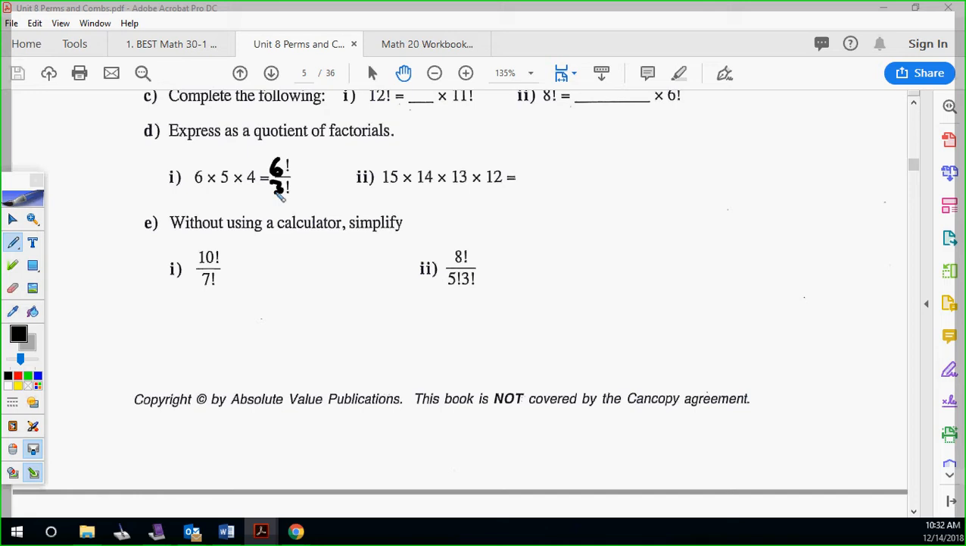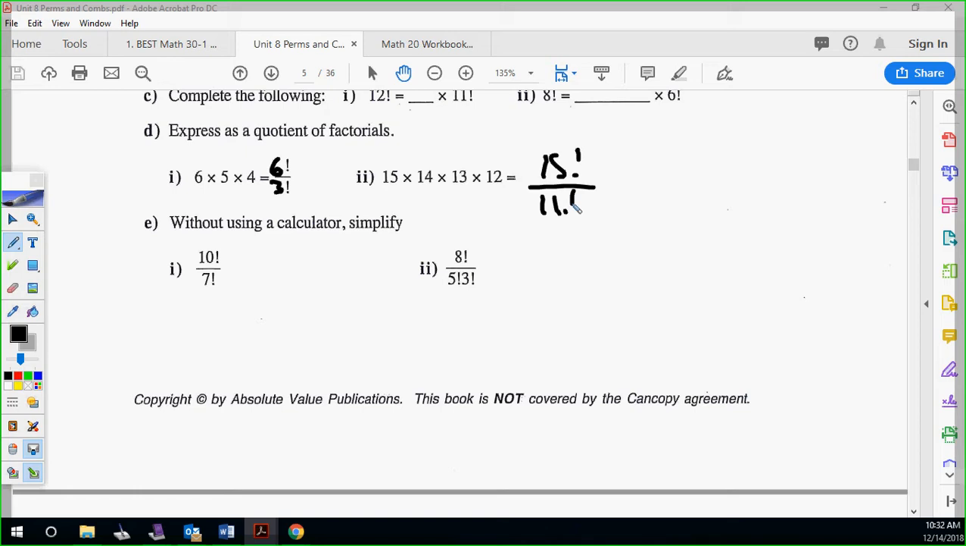How could you write 15 times 14 times 13 times 12? Yep, 15 factorial over 11 factorial. Okay, good. You guys are good. What's cut off is 11 down, so we divide by 11 factorial. Does that make sense? Yeah.